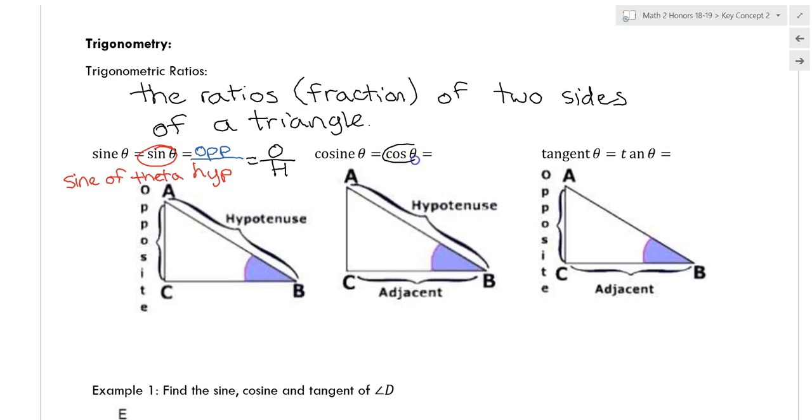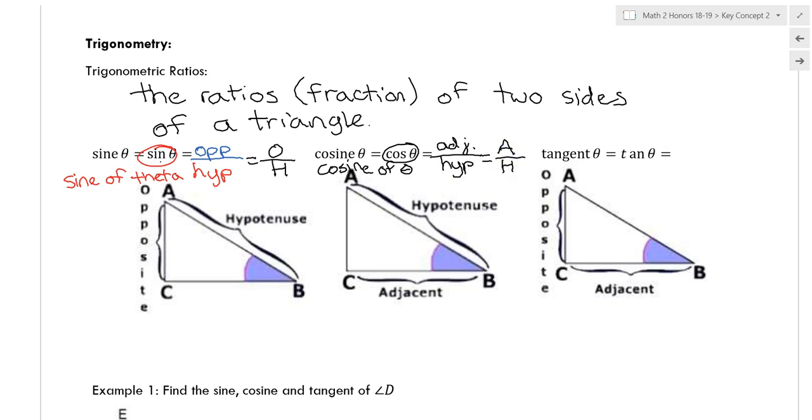Cosine, again, cosine of theta. That doesn't say cos theta. This isn't sin theta. It's sine of theta. Cosine of theta equals your adjacent side over your hypotenuse, or A over H.